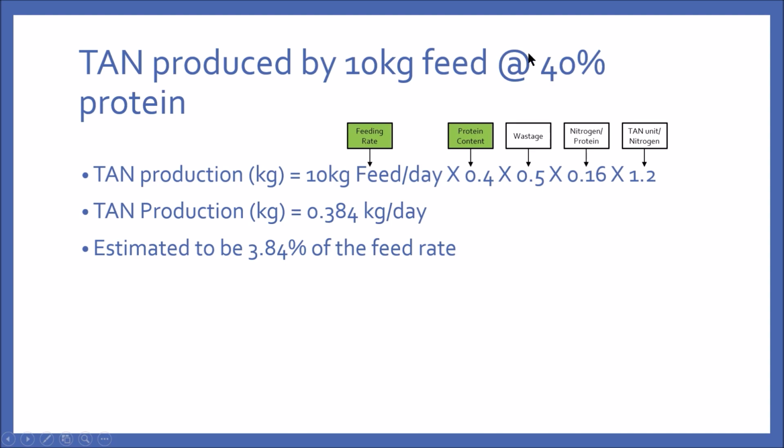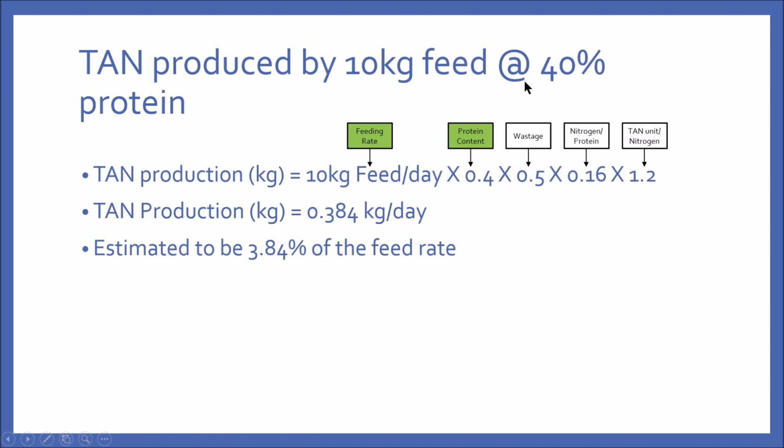Assuming you are feeding 10 kilos of feed every day, what happens? 10 kilos of feed multiplied by the protein content multiplied by the wastage, which is a function of your solid removal and your species of interest, and these two are just conversions. We can see that 10 kilos of feed will produce approximately 0.4 kilos of total ammonia nitrogen on a daily basis, which is approximately 3% of your total daily feed rate. And this is produced by feeding 10 kilos of feed at 40% protein.